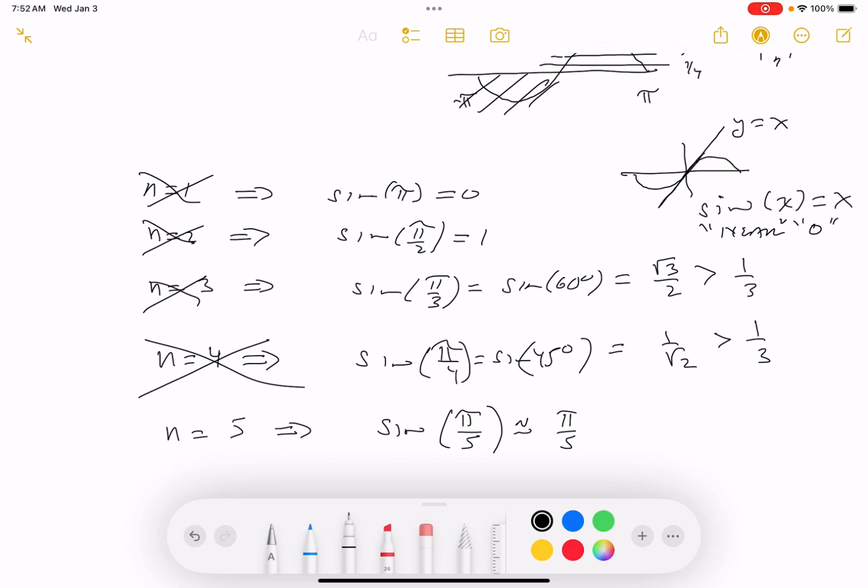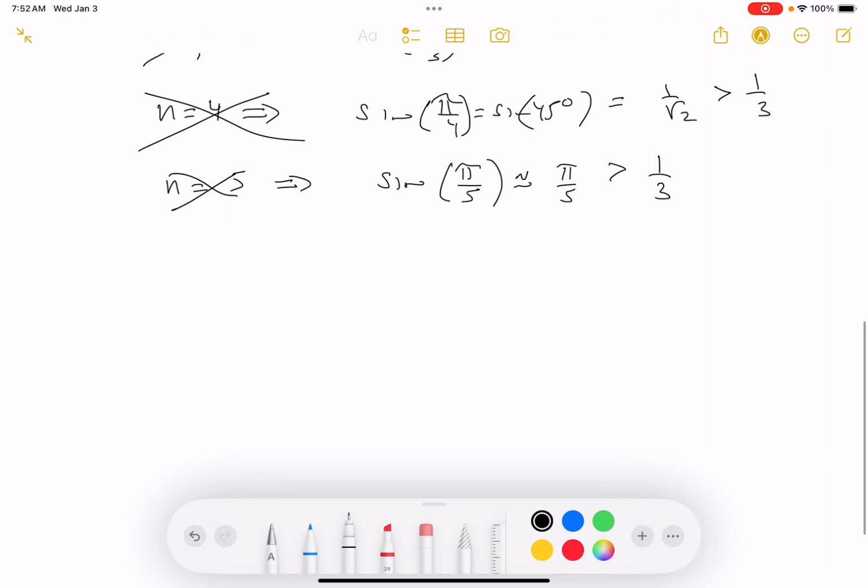Now looking at that, I'm still saying it's greater than 1/3. Again, 3 times pi is about 9, and 5 times 1 is about 5. So this is out of the question. I got to keep going, don't I? Go to n equals 6, and that's going to be sine pi over 6. Again, I'm going to say this is near pi over 6.